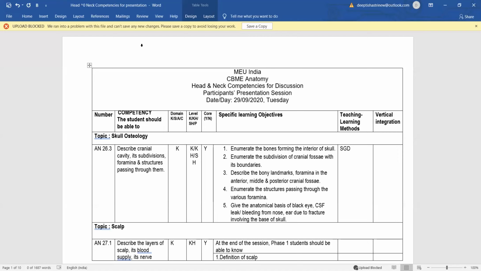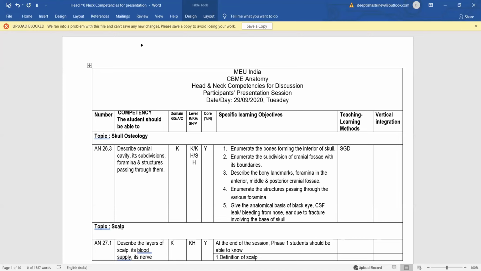That is why, when the domain is knowledge, it has to be K or KH. I agree with you. That is why I mentioned that for draw and label, it was knowledge, but shows how. I found a discrepancy there. And as you rightly pointed out, when it comes to skill, identify or demonstrate would be a cognitive skill. I don't know how many of you agree. Does anyone not agree that identifying or demonstrating in the cadaver or the osteology part is a cognitive skill?